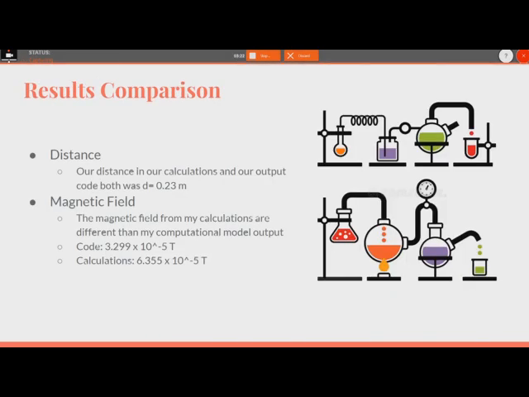So then comparing my results, I found that both from the calculations and the code that D was approximately 0.23 meters, which is good. And then for the magnetic field, the code gave me 3.299 times 10 to the negative 5 Teslas for the magnetic field magnitude. But the calculations gave me 6.355 times 10 to the negative 5 Teslas, which is about a 90% difference.